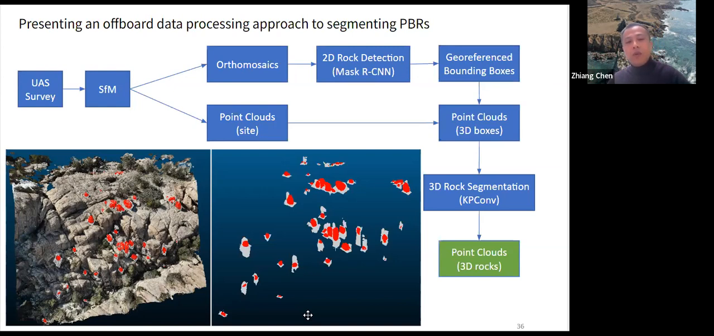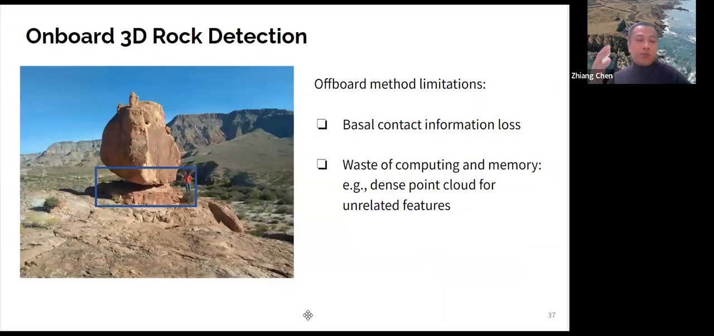However, it has a problem because the UAV survey is pre-programmed, and when the minimum contact angle is very small, the UAV might miss those basal information. And also, it's kind of a waste of computing and memory if the PBRs are sparsely distributed, because we don't want to waste our computing and memory on those unrelated features.